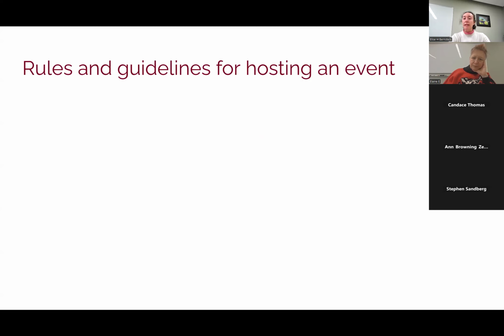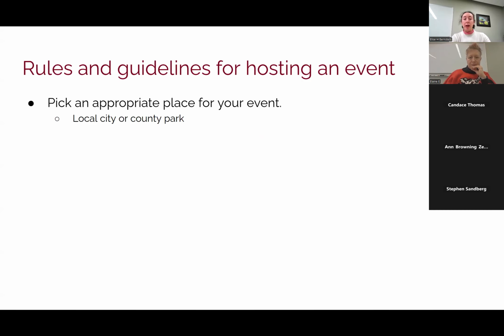So what are our rules and guidelines for hosting an event? So picking an appropriate place or venue for your event is pretty important. You know, you want to find a place that's accessible, will attract people that might be interested in helping pollinators. So like I said, a local city or county park. You know, getting in contact with the park board or folks that are managing the park to make sure you have all of the appropriate permissions and permits and things that you might need to be using that space.